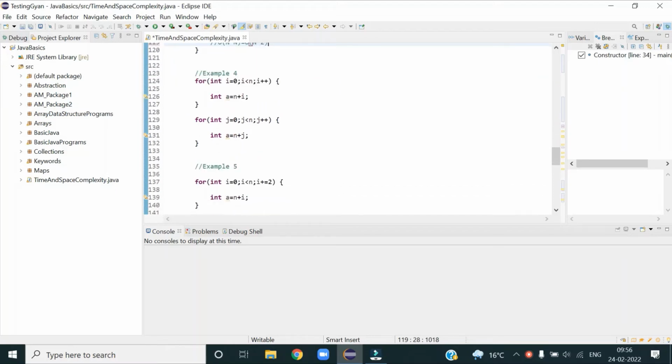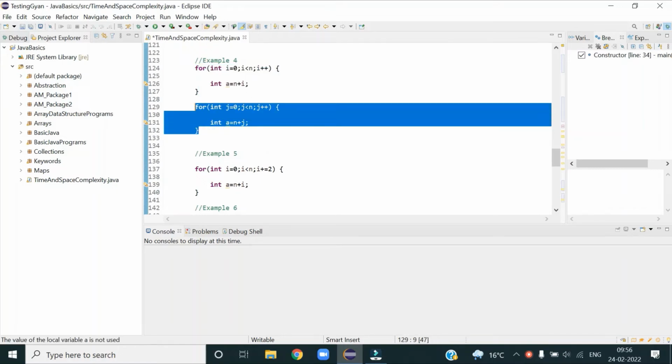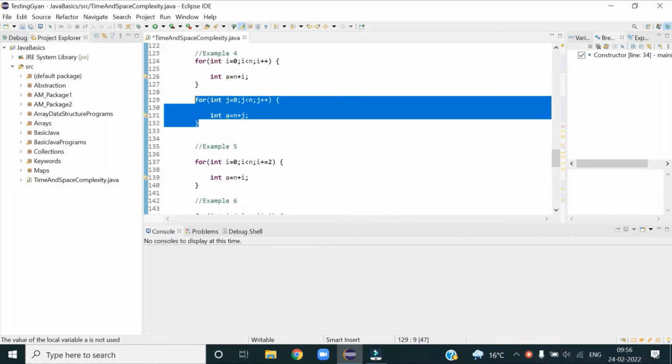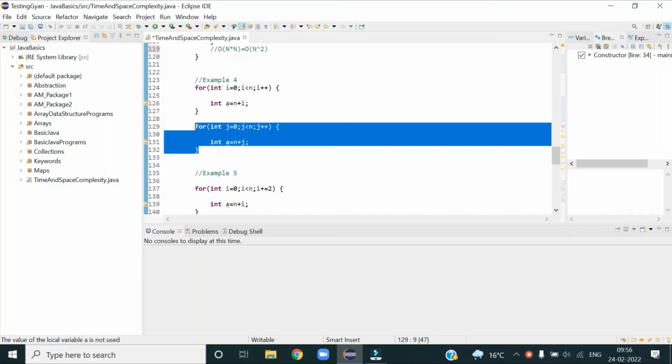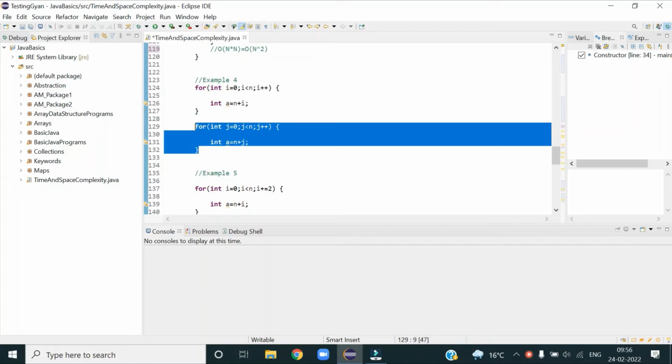Then in our example 4, this statement is running big O of n times, this statement is running big O of n times. So overall, the running time for this algorithm is big O of n only. Then in another case, let's say this part of the algorithm is running m times, and this part of the algorithm is running n times, then it will be big O of m plus n. So whichever is the maximum of those two will be considered.